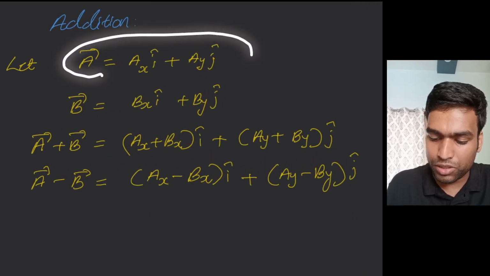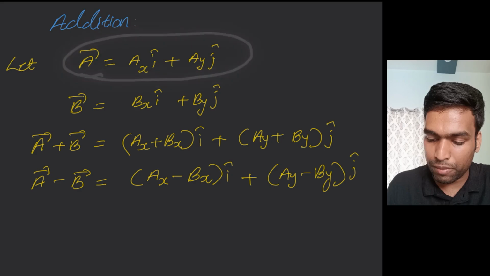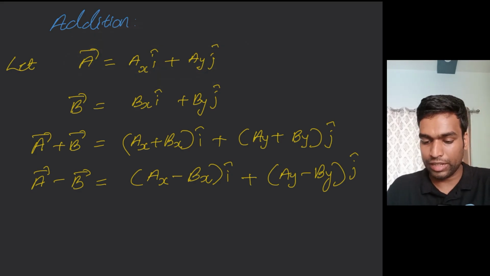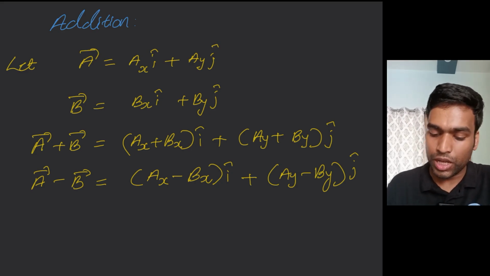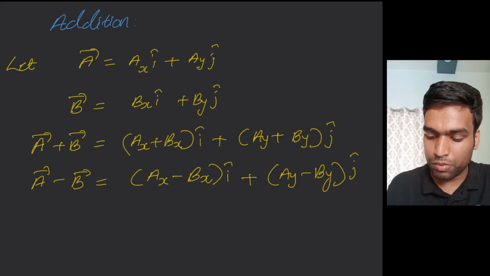Let's say the first vector is a equals ax i cap plus ay j cap, where ax and ay are known as the x and y components of a vector, and b equals bx i cap plus by j cap.